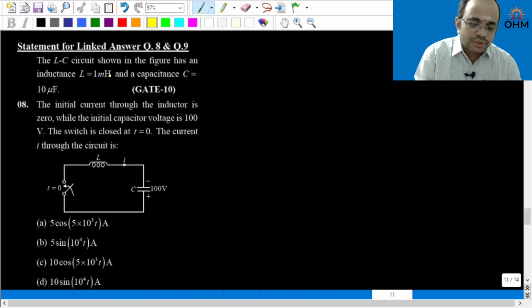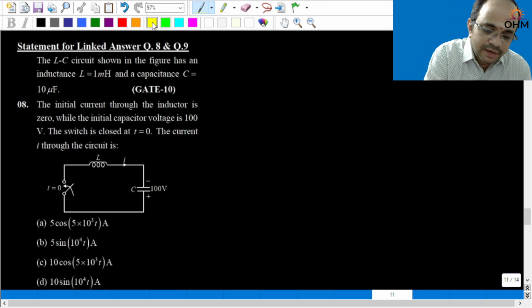The LC circuit shown in the figure has an inductance of 1 millihenry and a capacitance of 10 microfarad. The initial current through the inductor is 0, while the initial capacitor voltage is 100 volt. If the switch is closed at t equal to 0, what is the expression for current through the circuit? If you observe carefully, for this circuit there is no sourcing function, no voltage source given. But whatever initial voltage is across the capacitor, that itself acts as a source for this circuit.